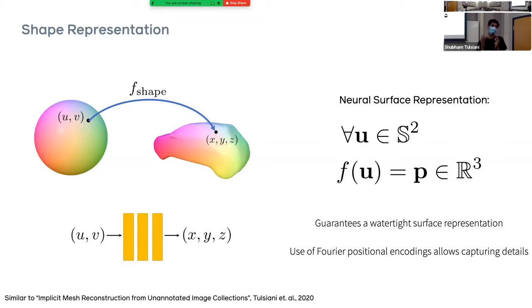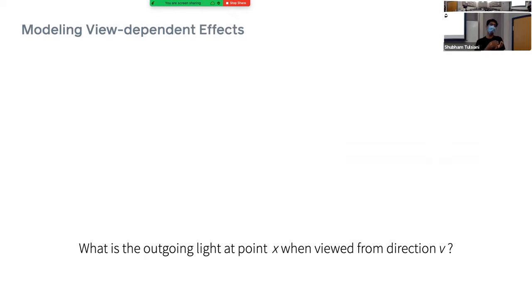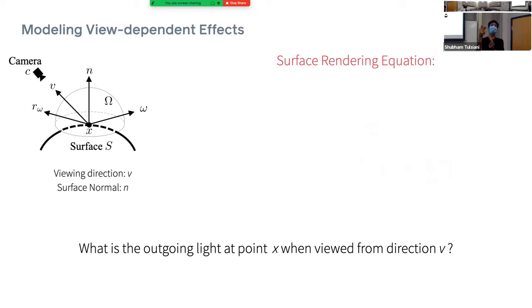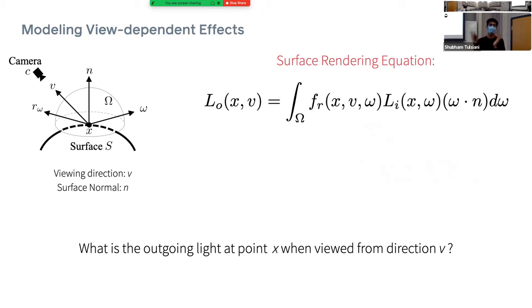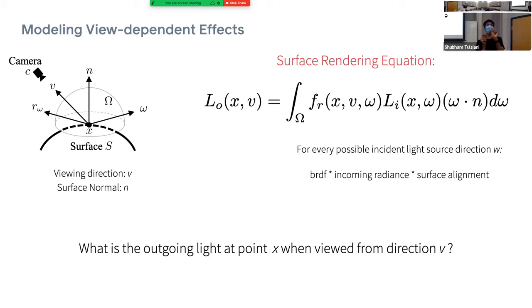But what is more interesting to me, at least, is how can we model view-dependent lighting effects while still constraining the appearance models? More concretely, when we are rendering a particular pixel, the question that we are answering is, if I'm viewing a particular point X from a direction V, how much light will I observe? Again, we are viewing this particular point X on a surface from the camera, and that corresponds to direction V. And in computer graphics, there's a very well-known and standard surface rendering equation to answer this question. The outgoing light in direction V from a point X essentially just integrates all the incoming light from all possible directions, using the BRDF, which controls what fraction of that incoming light gets reflected.